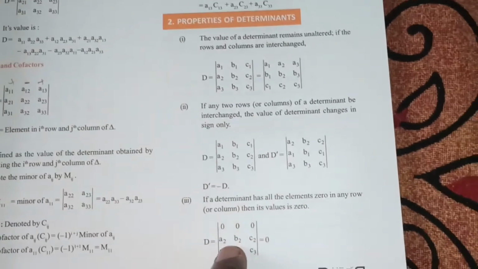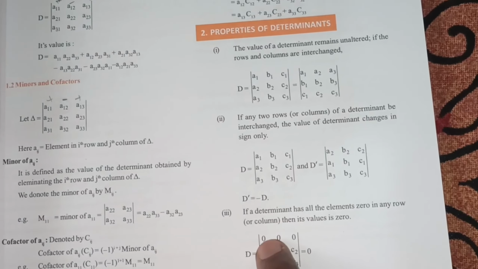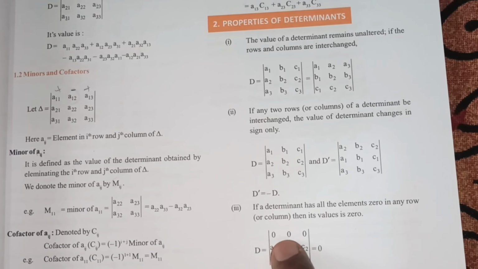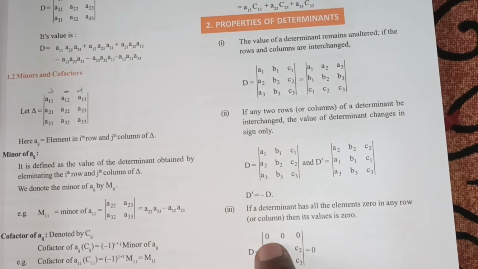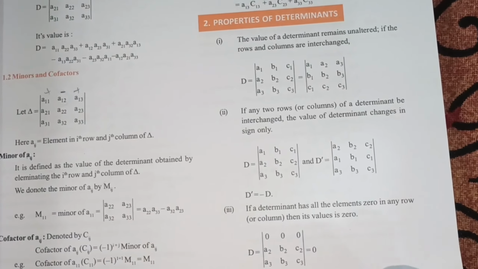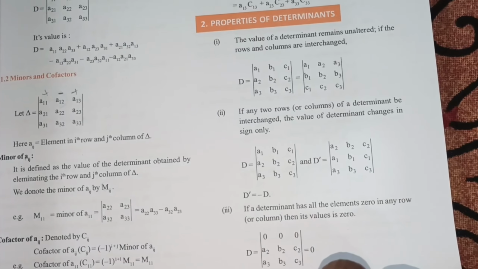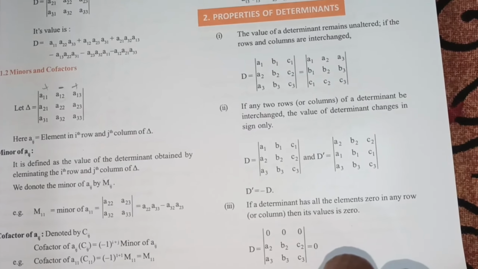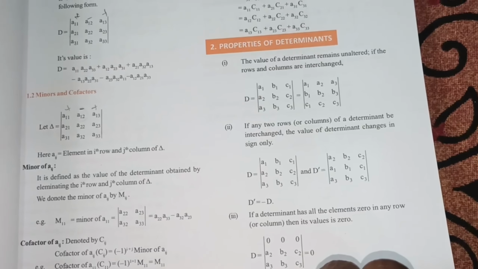Next, if a determinant has all the elements 0 in a row or column, then its value will be 0. Zero multiplied by anything is again 0. So if any row or column is a zero row or zero column, the determinant equals 0. After the long method of evaluation also, you will get the same answer, but in the short method you can directly write it as 0.